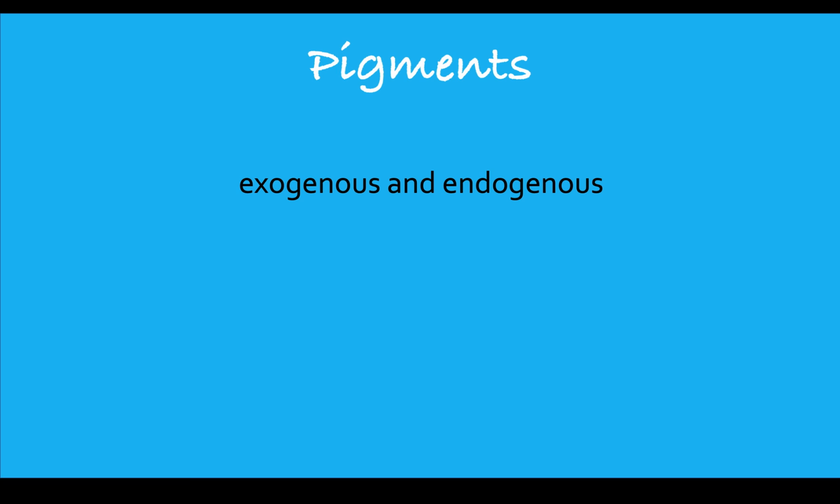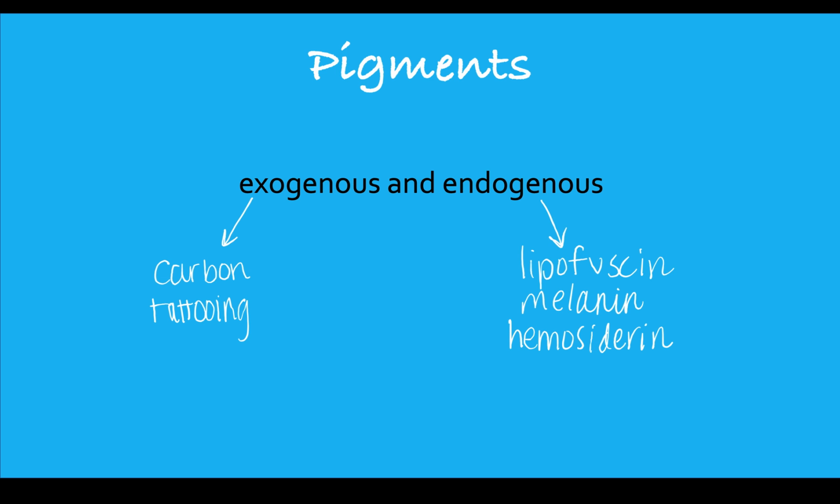Okay, so in summary for the pigments, we talked about exogenous pigments, so we talked about carbon and tattooing, and then we went into the endogenous pigments. We talked about lipofuscin, that's that wear and tear pigment, and then we talked about melanin, which we've already talked about in histology, and hemosiderin, which is iron, right? So definitely understand the various types of pigment and where you might see them and why.